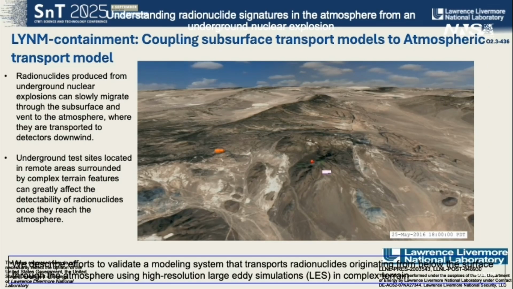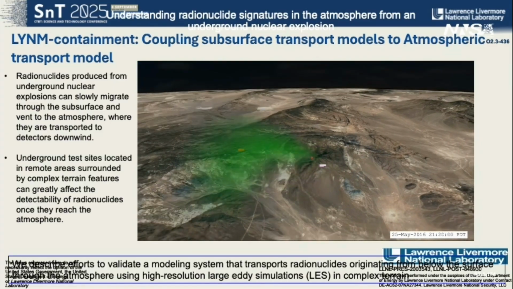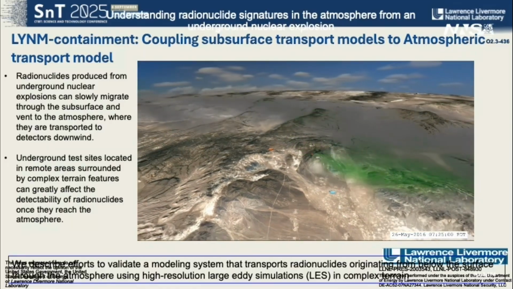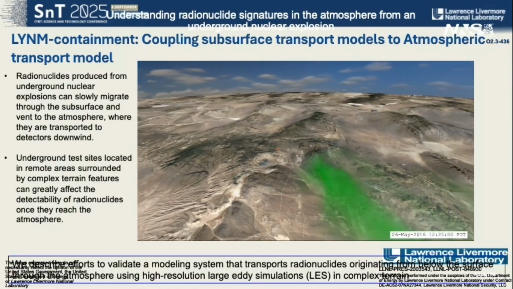So this was done, and now the next. This was all about the atmospheric model, and now I'm going to talk about how we are coupling the subsurface transport model to this atmospheric transport model, Aeolus. As I mentioned, radionuclides produced from UNEs can slowly migrate to the subsurface and vent to the atmosphere, where they're transported and detected downwind.